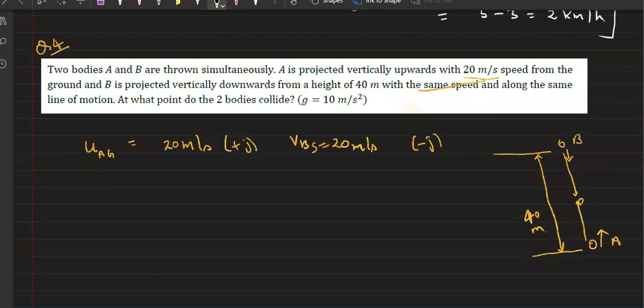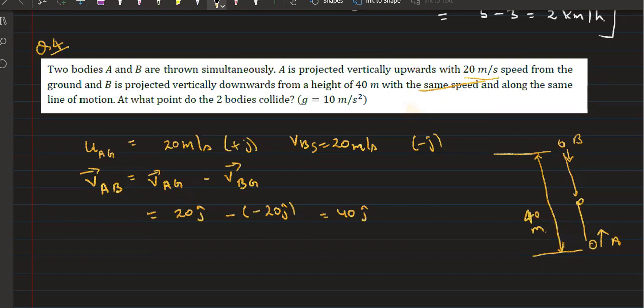Yes, very good. Right? So just write like this. Velocity of A with respect to B is equal to velocity of A with respect to ground minus velocity of B with respect to ground. Yes or no? So velocity of A with respect to ground is what? It is 20 j cap, right? And velocity of B with respect to ground is minus 20 j cap. So this will be 40 j cap.